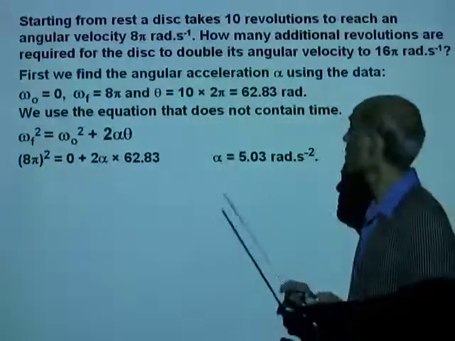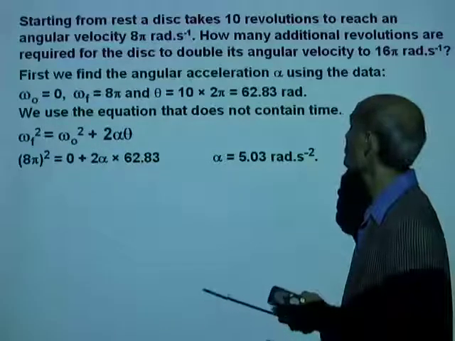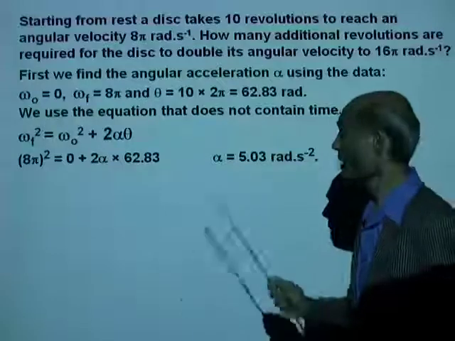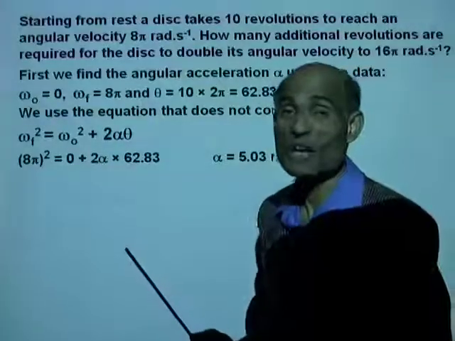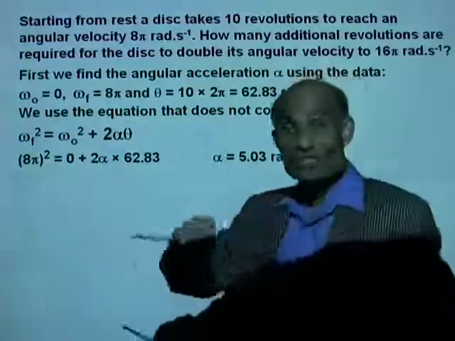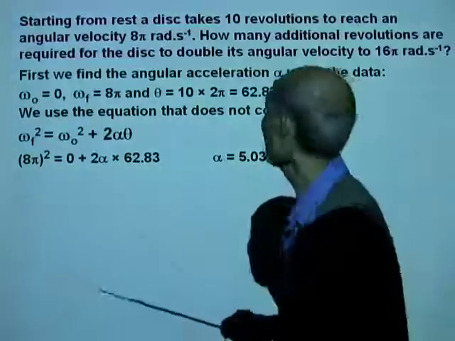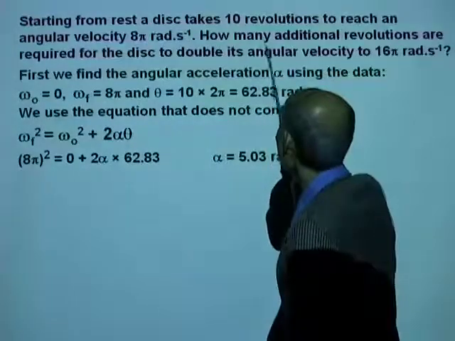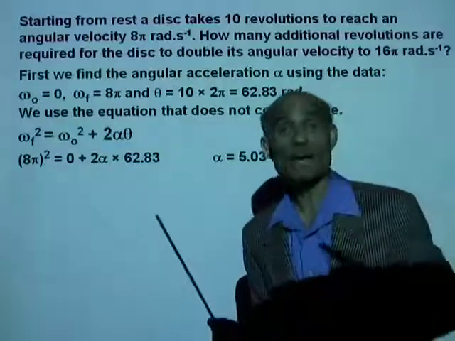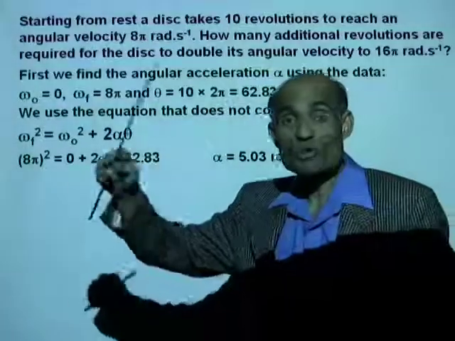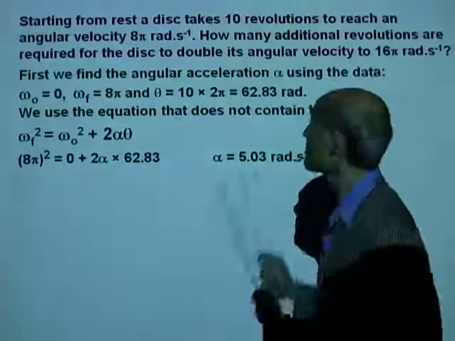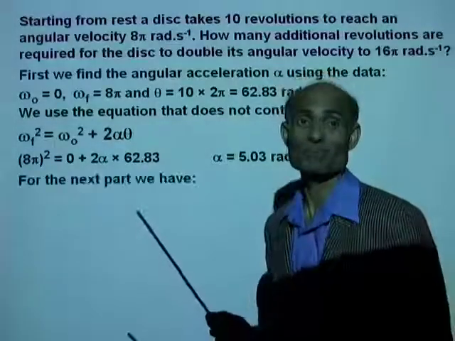I got alpha equal to 5.03 radian per second squared. Now, what you need to understand is that the angular acceleration is not changing. This angular acceleration is a constant. So, we need to now find how many additional revolutions. In order to do that, we will find the total angular displacement for it to reach that final angular velocity.